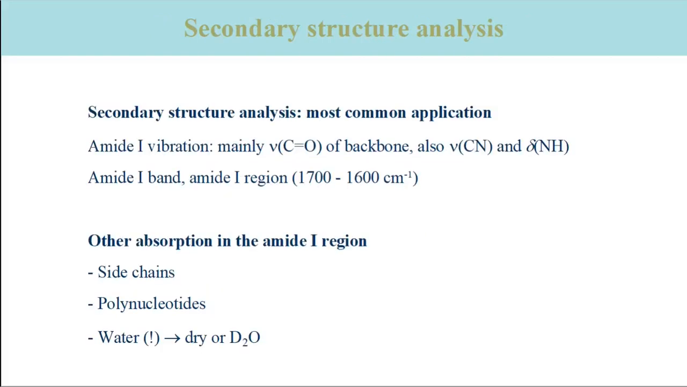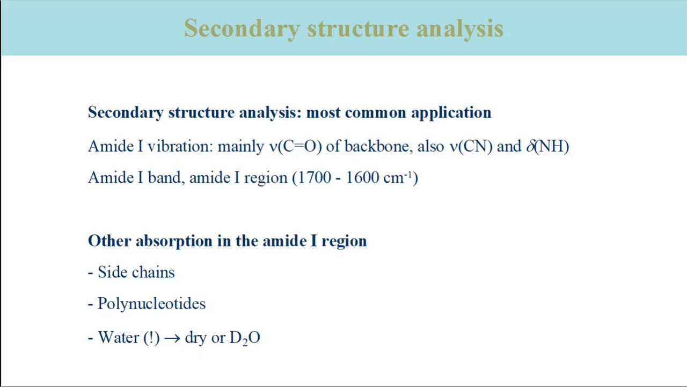Secondary structure analysis is mostly done using the absorption of the amide-1 vibrations. These are vibrations of the amide groups in the protein backbone. They involve mainly the CO stretching vibrations. Further contributions come from the CN stretching vibration and the NH bending vibration. All these vibrations are coupled in the amide-1 normal modes. There are as many amide-1 normal modes as there are amide groups in the protein backbone.